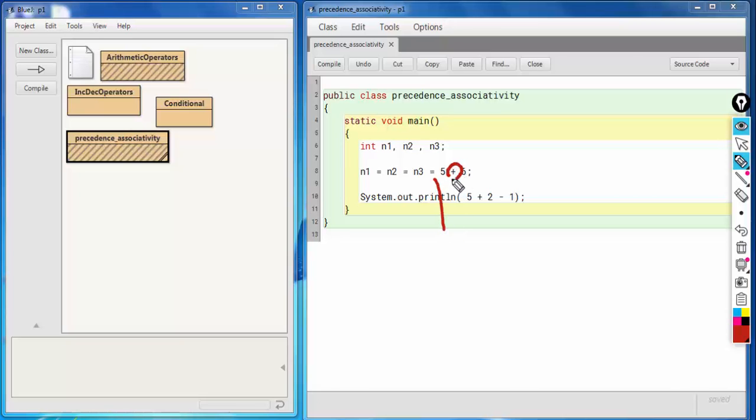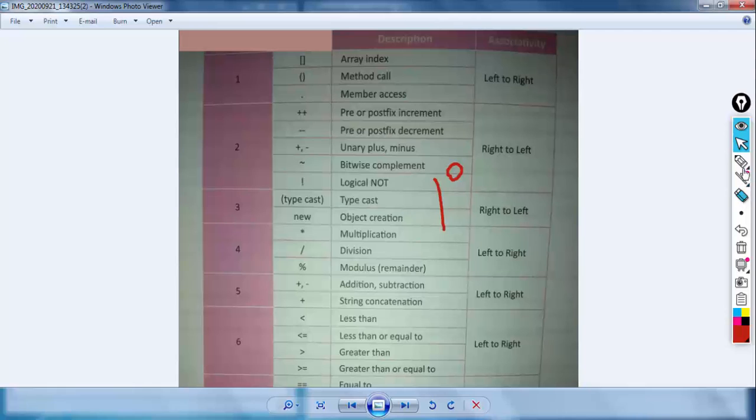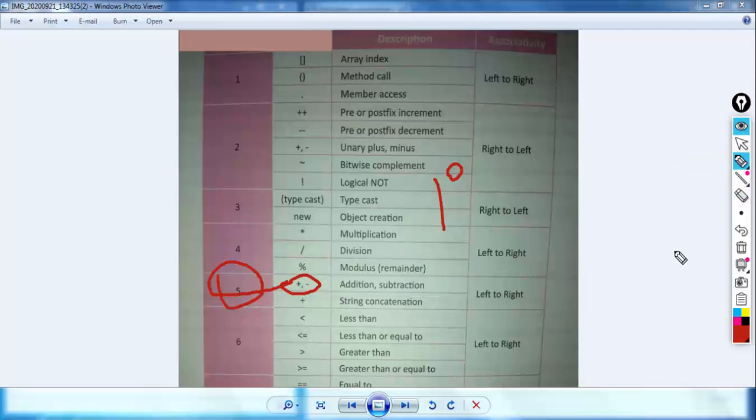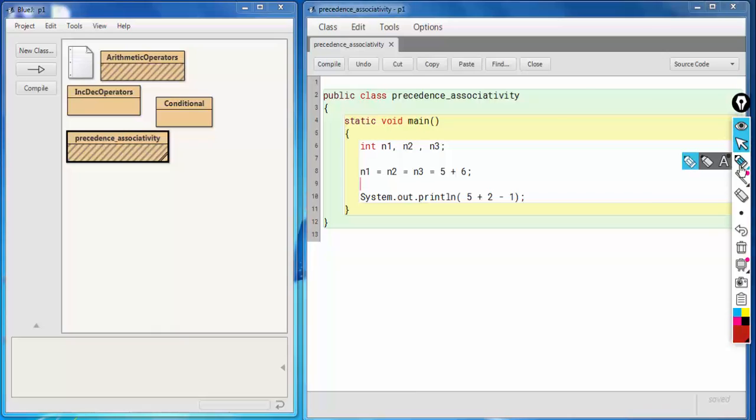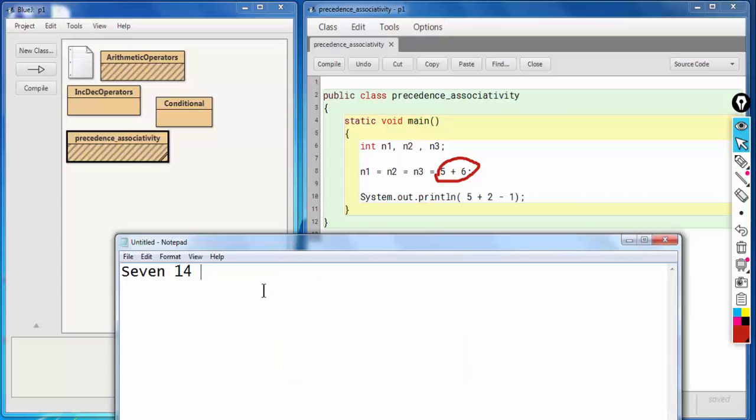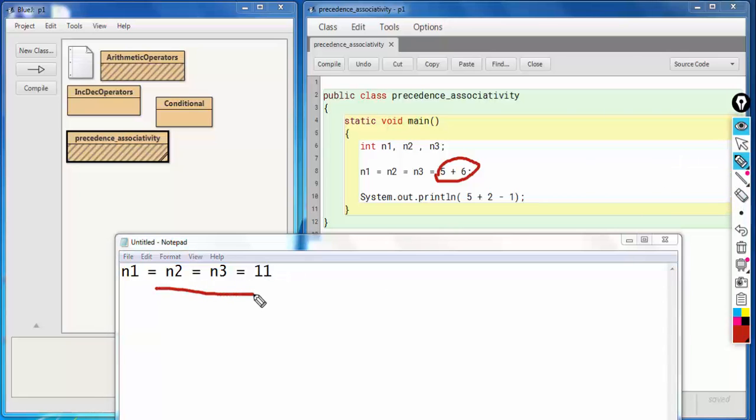You know that plus has higher priority than the assignment operator. Plus lies higher in the table, with priority 5, and the assignment operator is somewhere down here, with the last precedence. So plus will execute first: 5 plus 6 is 11. When that is done, what remains is n1 assign, n2 assign, n3 assign 11. After plus is done, this is the situation.